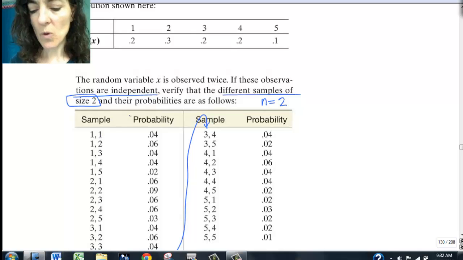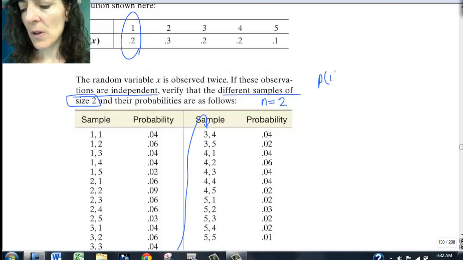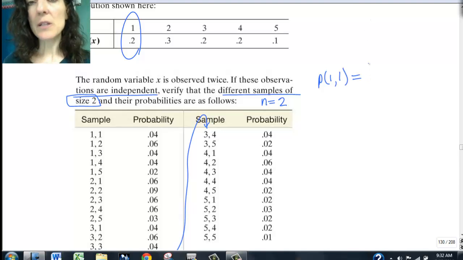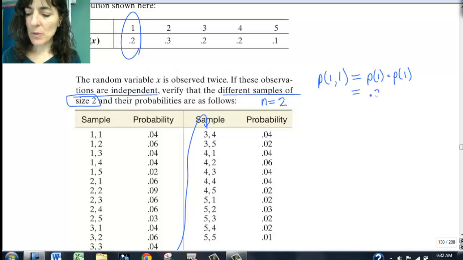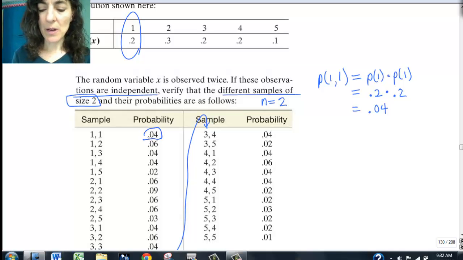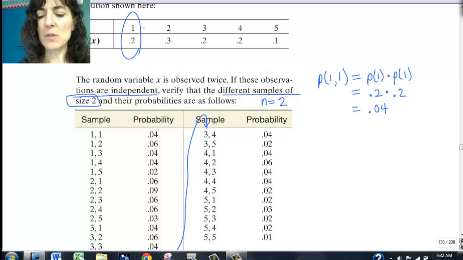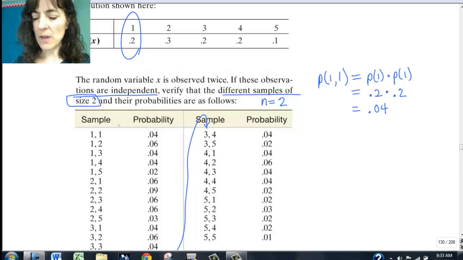So if we had a 1, 1 for our sample, then we're looking at this one. So we have the probability of 1, 1 is going to be, because they're independent, they told us that, we can take the probability of 1 times the probability of 1, and that would be 0.2 times 0.2, which is going to give us 0.04. And that's what they've got right here. So that's how they came up with that 0.04 for the probability. Because each of those items in the actual population are independent, each of those outcomes, then we can multiply their probabilities together. So that's a helpful thing to see there. So we got the sample values and the probabilities.